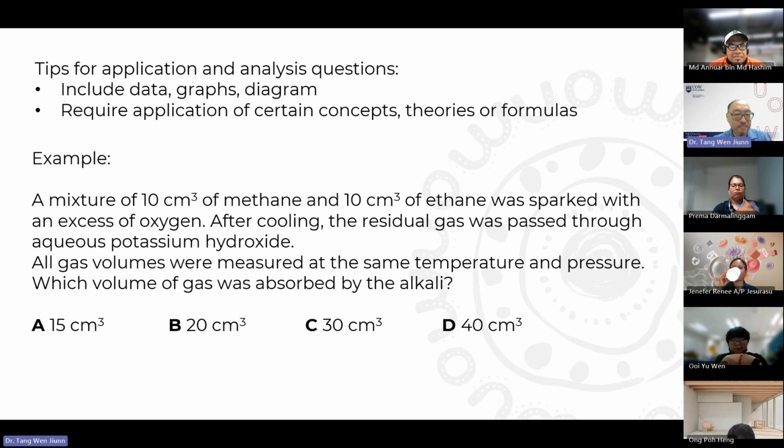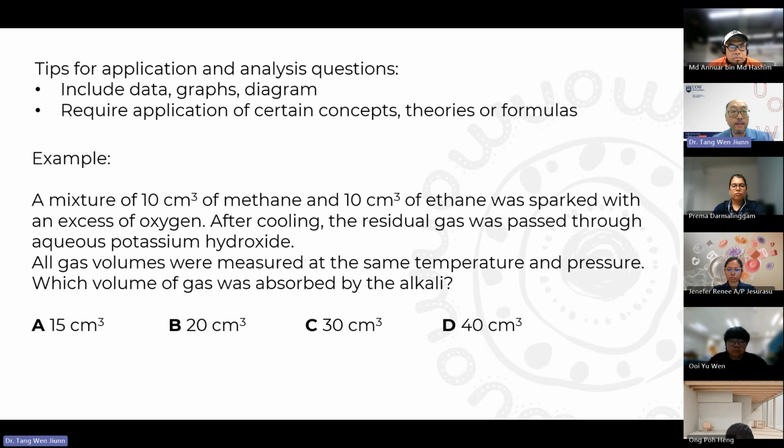As you can see, you have to analyze the statement first, and then it asks you to calculate the gas. So you will need to use a formula. To answer this question successfully, you need to write out the balanced formula. From the balanced formula, you have to choose a suitable formula to do the calculation. Then only can you find the final answer. So calculation questions that require analysis fall into the application or analysis category.